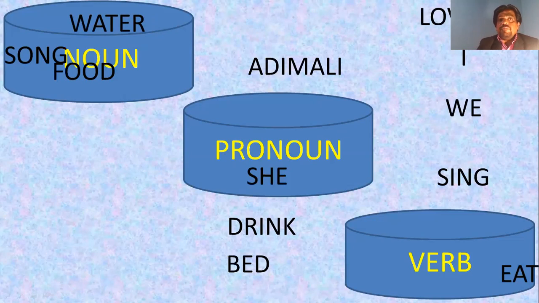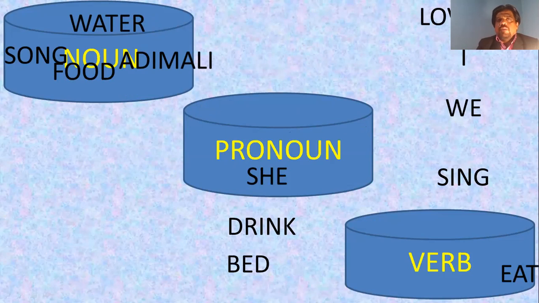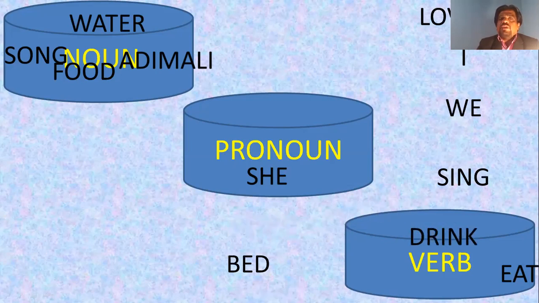Then Adimali is also a name of a place. It could be like Ernakulam, it could be Kerala, India, China, America. All these words come under the category of noun. And then drink. Earlier we spoke about water. Water was something that we could eat. Sorry, that's something we could drink. Now that drink is an action word, a doing word. Therefore, it is a verb.